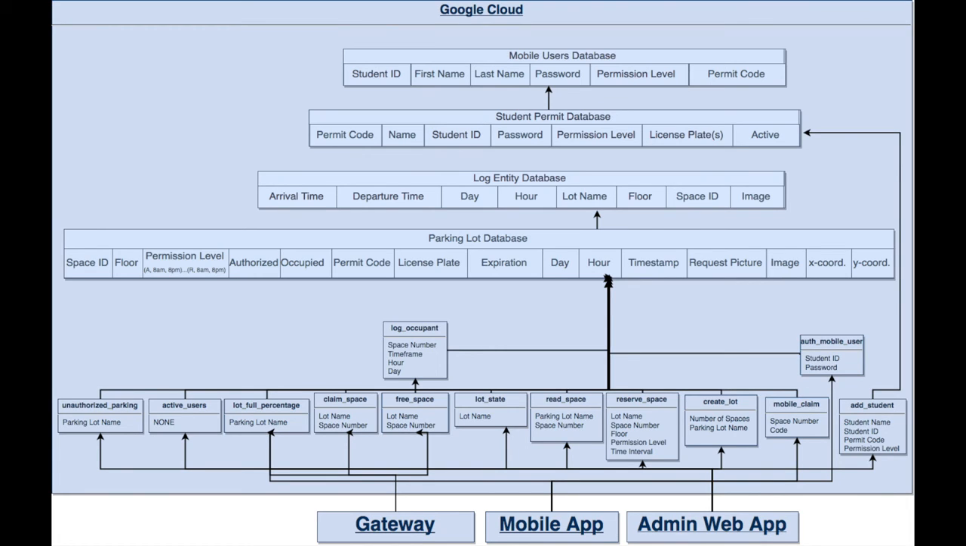Mobile application users can log in if they're students or register if they're guests. They can then view how full individual lots are and authenticate themselves should something go wrong with our computer vision.